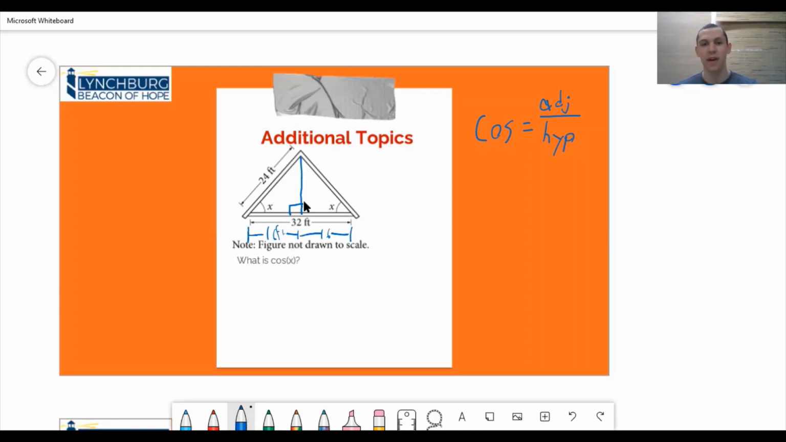So now that we have that, since this is isosceles, it means this side's 24, so this side is also 24. So you could use either side. However, since this one's already labeled, I'm just going to use this side for reference.